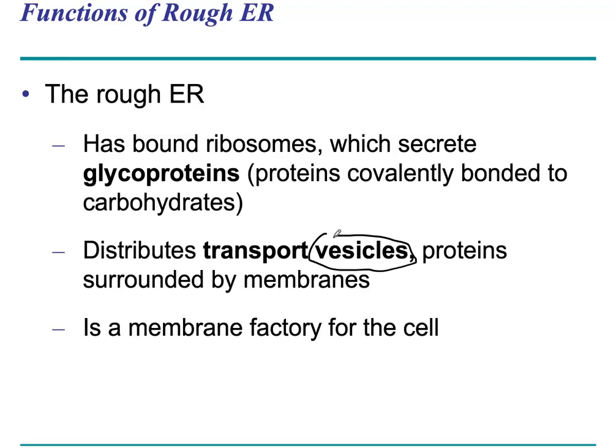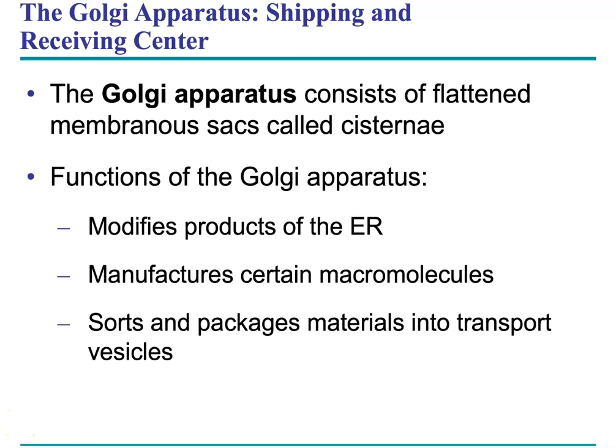A part of the plasma membrane can pinch off and fuse with the rough ER or the Golgi apparatus. This way, the net amount of membrane stays the same, even though parts of the membrane are going from one organelle to another. This is the membrane factory of the cell. This is where most of the membranes are produced.